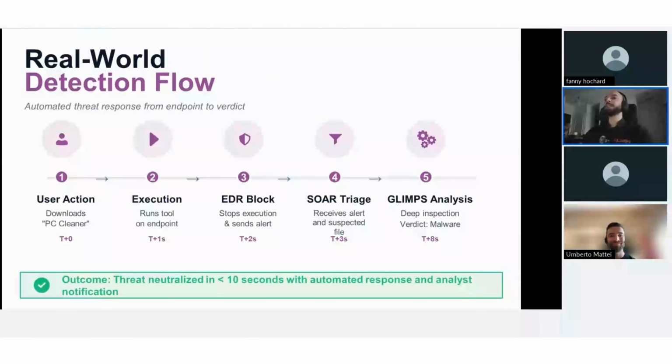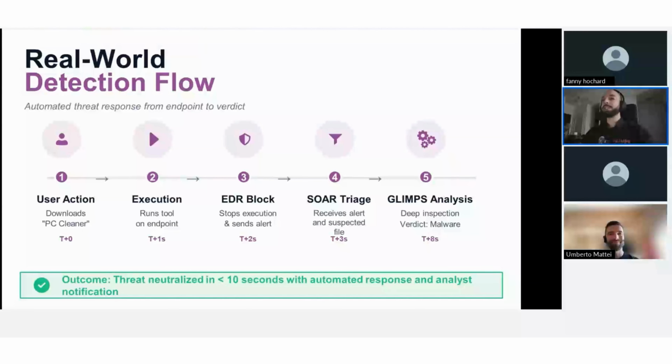So here is a scenario that I saw constantly and that our clients also see a lot. Imagine an employee downloads what appears to be a PC cleaner tool. Maybe they clicked a banner, but most of the time they wanted to clean their computer because it's running slowly. The purpose doesn't matter. What matters is what happens next and how fast.